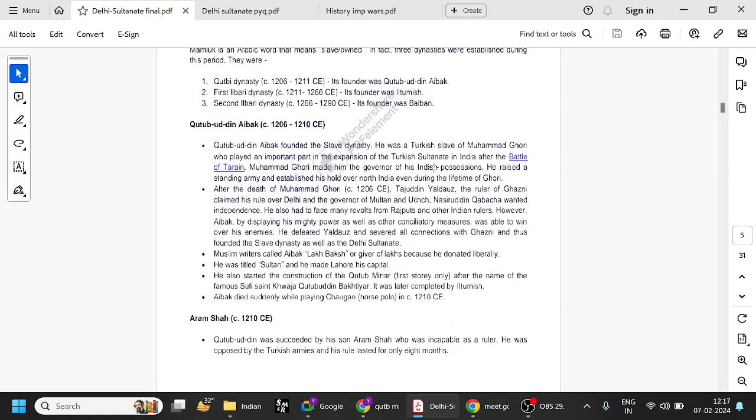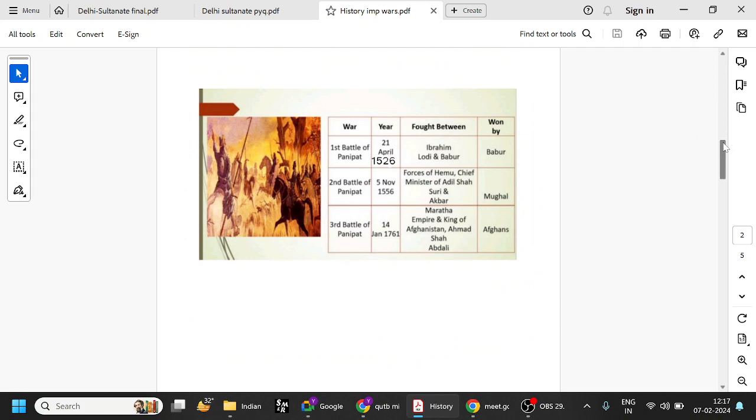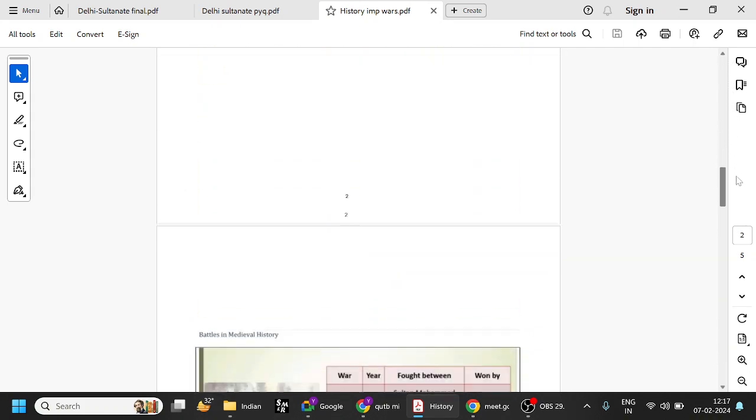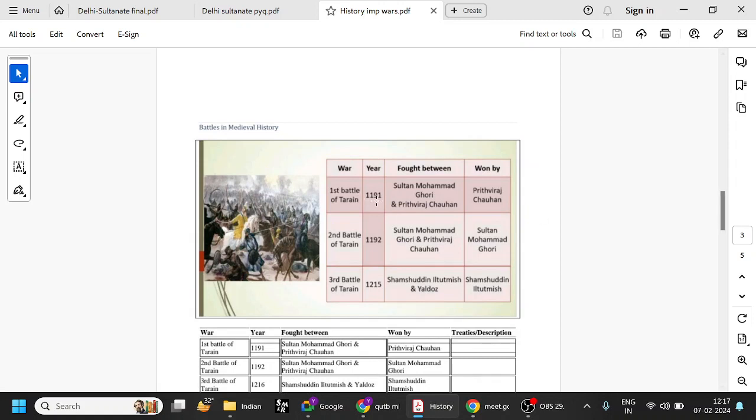See, Kutubuddin Aibak came after the Battle of Tarain. The Battle of Tarain was between Prithviraj Chauhan and Muhammad Ghori. In the second one, Prithviraj Chauhan was defeated. In the first Battle of Tarain in 1191, Prithviraj Chauhan had won. Remember all these things, they are very important. The date is also important.